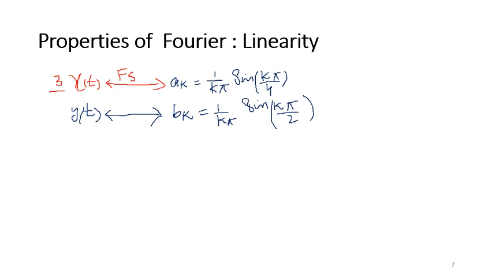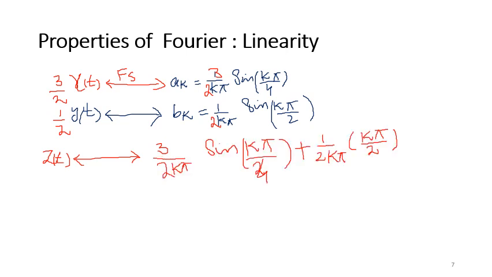Because Fourier is a linear operation, x of t scaled by 3 by 2 will also be scaled by 3 by 2. Similarly for y of t, we have scaling factor of 1 by 2. So if I scale it by a factor of 1 by 2, it will be something like this, right? And z of t has Fourier series which is equal to the summation of these two, right? So if I sum these, I get 3 by 2. So here we get the required signal, right?